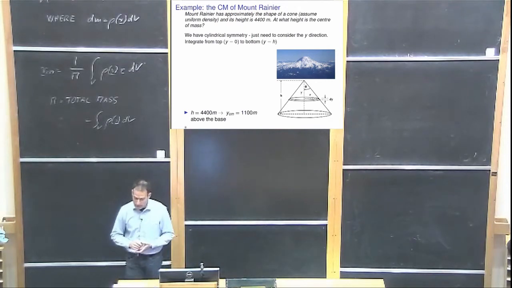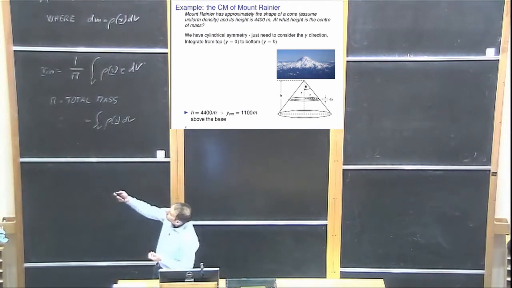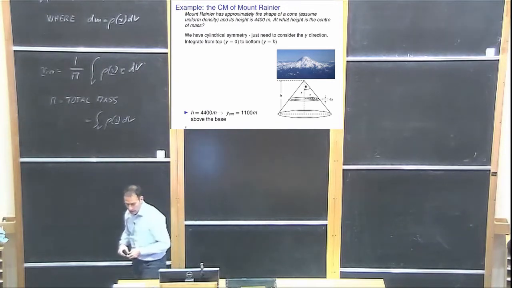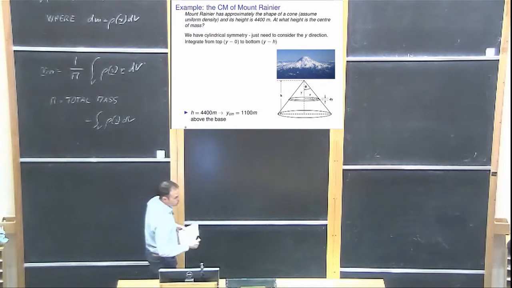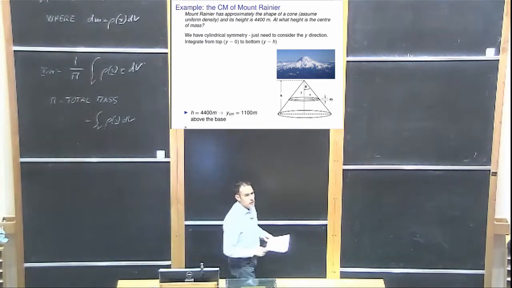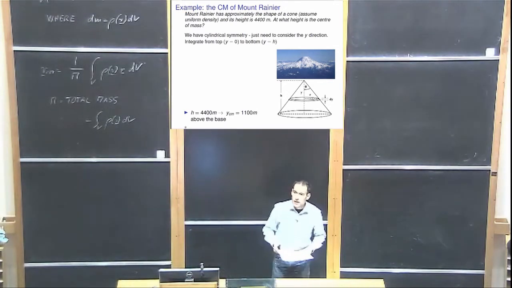So as stated here, Mount Rainier has approximately the shape of a cone. Assume uniform density, and its height is 4,400 meters. At what height is the center of mass? So in many problems, as I said, we can use symmetry. What are the two keywords to take away from this text?